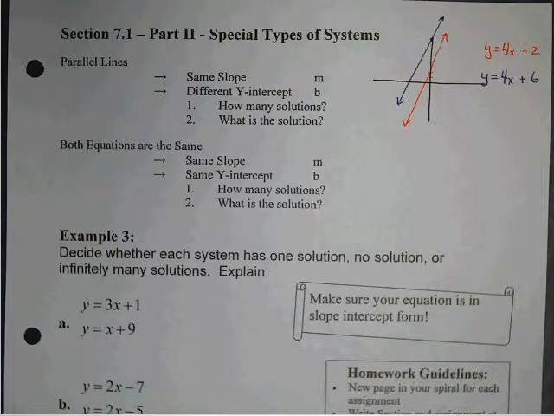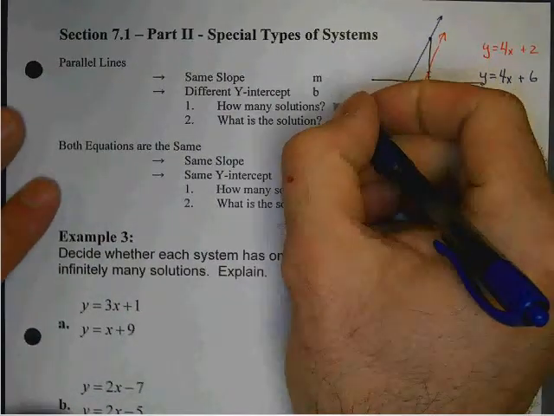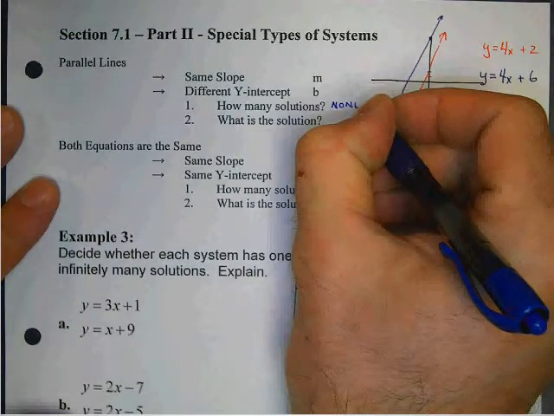So my question is, how many solutions? How many times do these cross? None. 0. So the answer to the first question is how many solutions? None. Or 0.